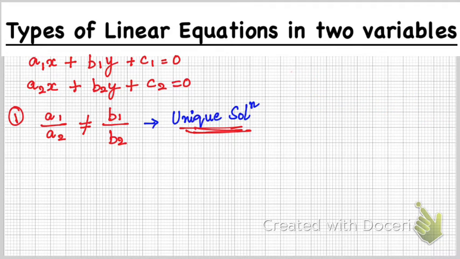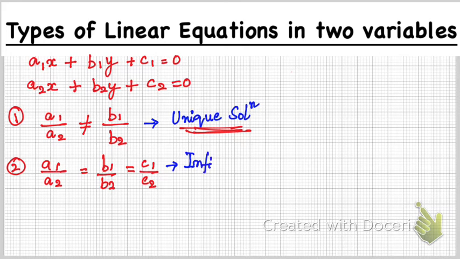The next case is, if a1 by a2 is equal to b1 by b2, which is again equal to c1 by c2. This type of situation means you will have infinite solutions. You will have an infinite number of solutions.